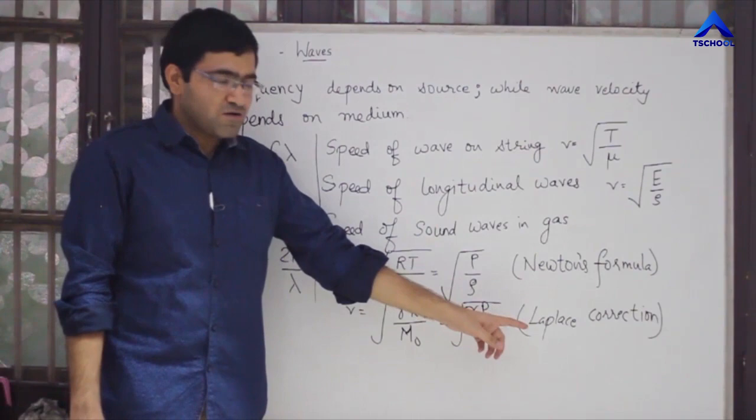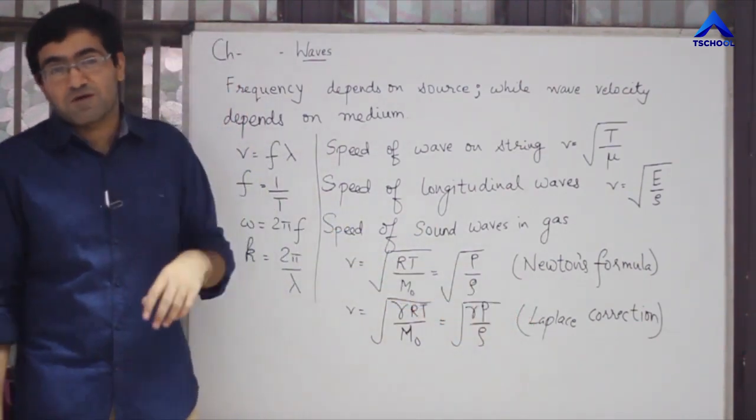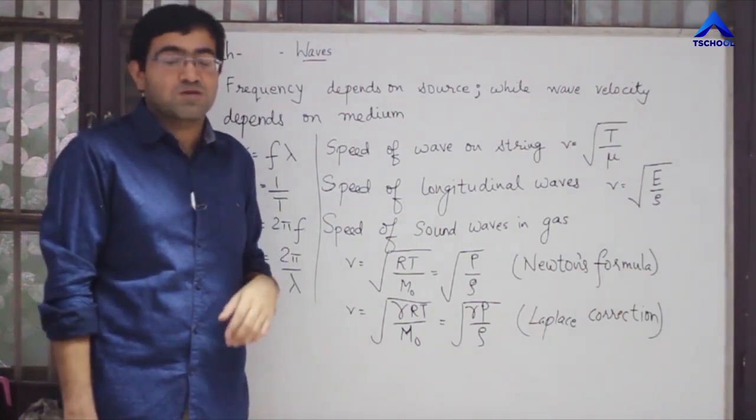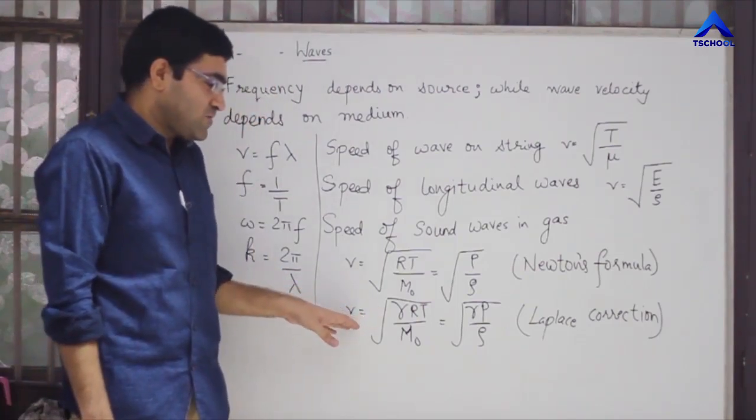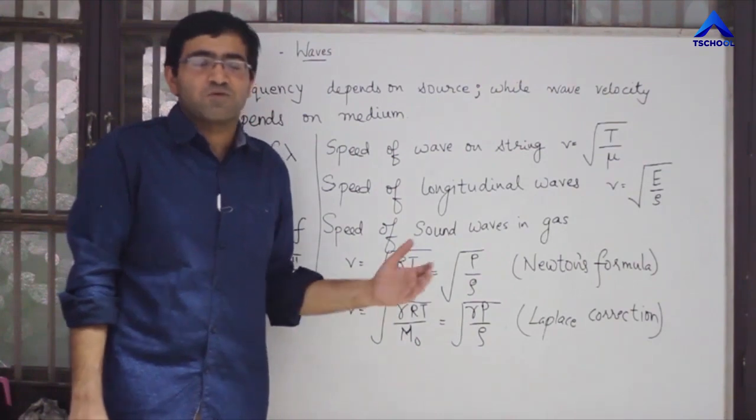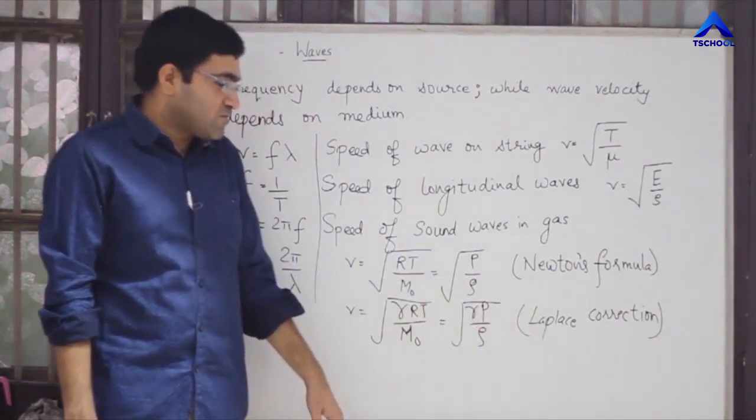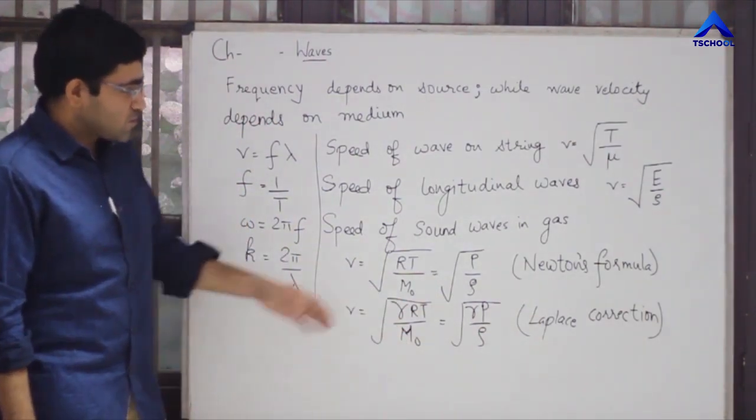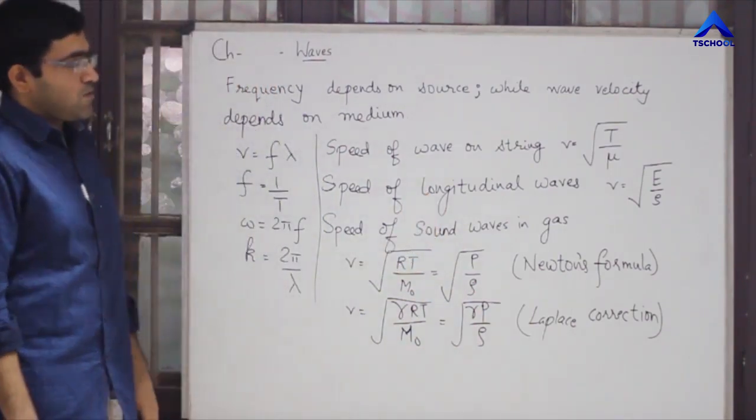So obviously, of course, later Laplace corrected this assumption, that passing of sound through air is obviously not an isothermal process but an adiabatic process. And so we have V is under root gamma RT by M0. We have done this derivation in thermodynamics as well, so shouldn't be a problem. And we get V is under root gamma P by rho as well. Rho obviously stands for the density of the gas in both of these formulas. Alright.